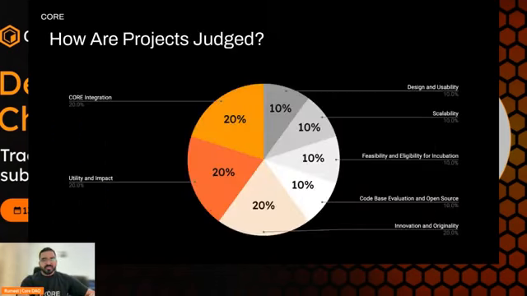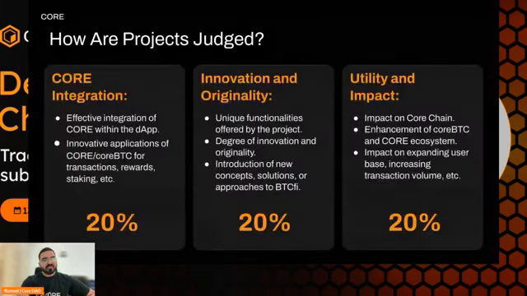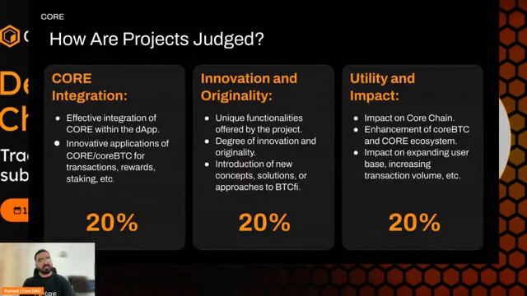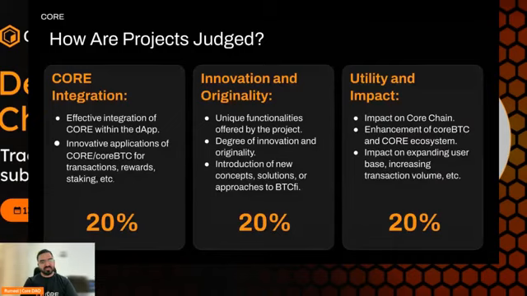How are projects judged? There is a part on the Core integration, which is around 20%, utility and impact, which is also 20%, design and usability, scalability, feasibility and eligibility for incubation, code base evaluation, and open source innovation and originality. Let me explain in detail. What does it mean by Core integration? It means effective integration of the Core token within your decentralized chain, and innovative applications of Core BTC for transactions, rewards, AI staking, etc. The judging weight for this is about 20%.